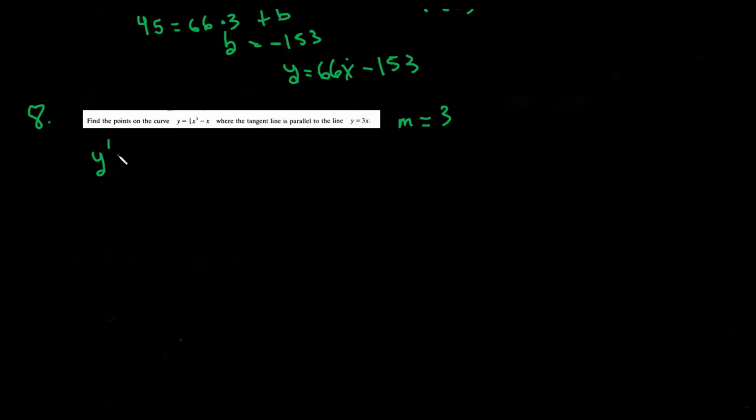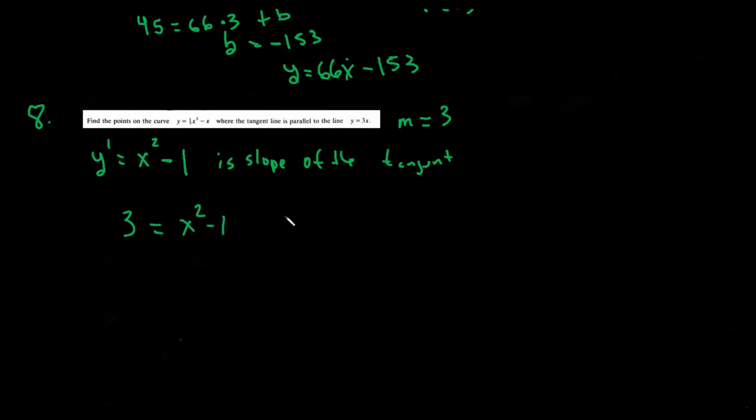So y prime is equal to x squared minus 1, right? So you bring down the 3 and subtract 1 from the exponent. This is the slope of the tangent line. And if I plug in a point, I'll have the specific slope at that point. This will give you the slope, and it has to equal 3, the same as the line y equals 3x, to be parallel. So you have to make these equal to each other, right?